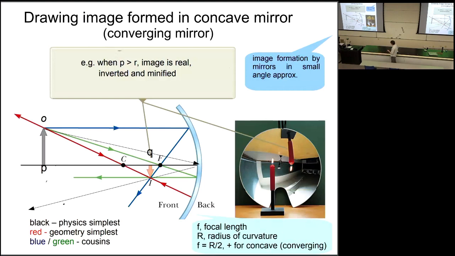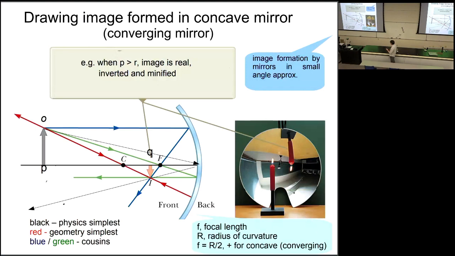So there's black, red, and blue and green. And I call them the physics simplest ray, that's the black one. Red is the kind of geometry simplest ray, and then there's twins. There's brother and sister. There's the blue and green ray. Oh, I said they were cousins here. So I'll explain that. Okay, let's start with the black ray.